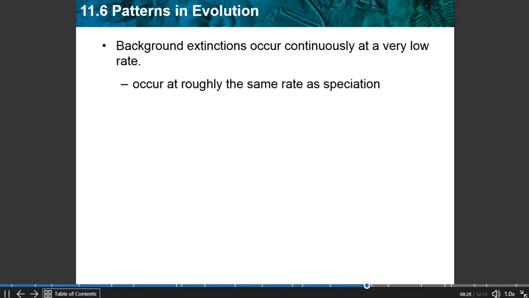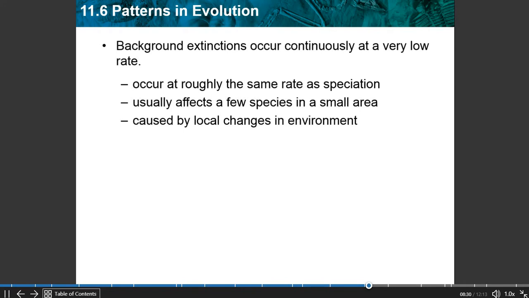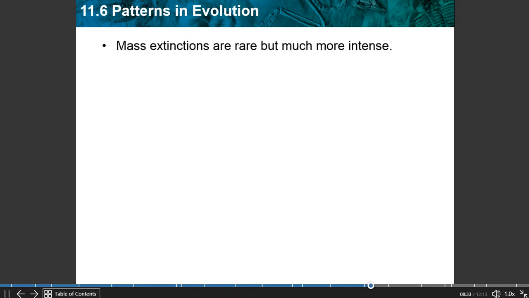I don't know why it's doing the same slide again, sorry.